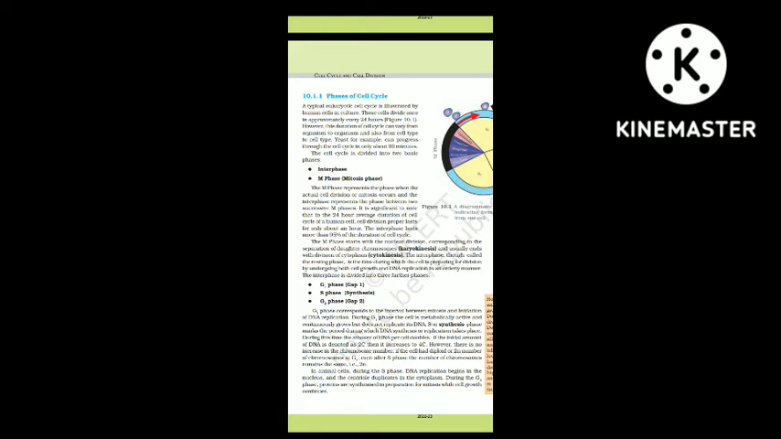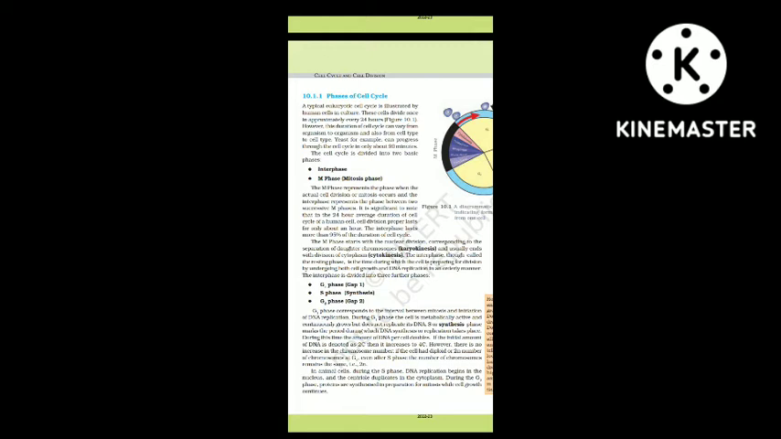The interphase is divided into three further phases: G1 phase, gap 1; S phase, synthesis; and G2 phase, gap 2. G1 phase corresponds to the interval between mitosis and initiation of DNA replication. During G1 phase, the cell is metabolically active and continuously grows but does not replicate its DNA. S or synthesis phase marks the period during which DNA synthesis or replication takes place. During this time, the amount of DNA per cell doubles.